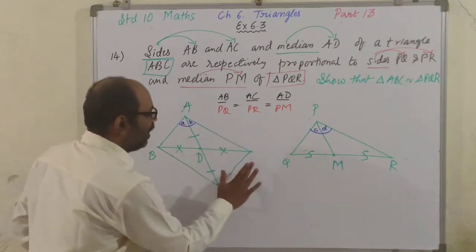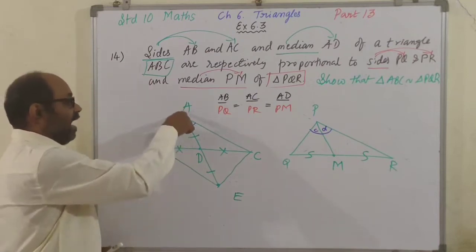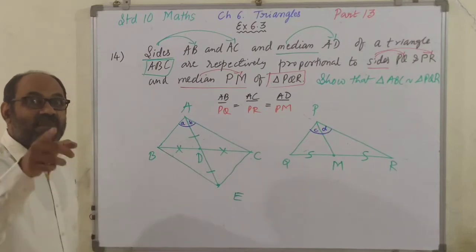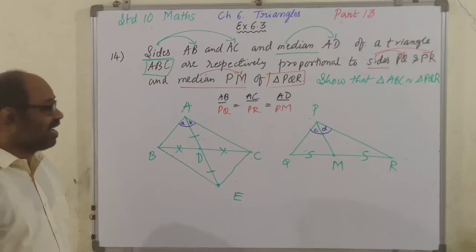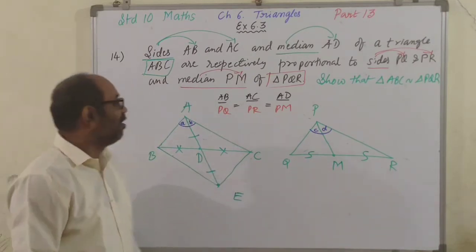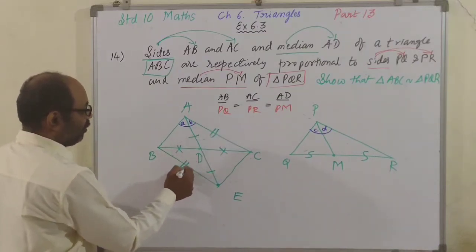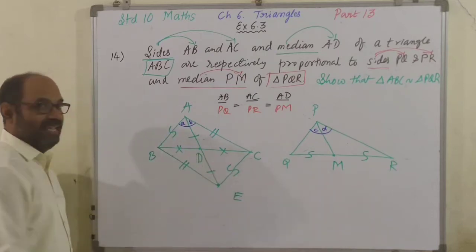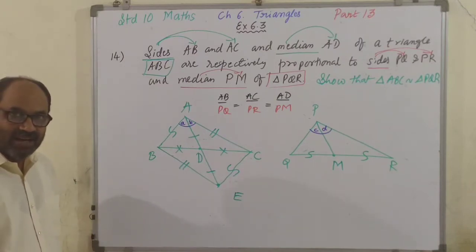What is the name of this quadrilateral, ABEC? Since diagonal AE and the other diagonal BC bisect each other, children, ABEC is a parallelogram. So opposite sides are equal: AC equals BE and AB equals CE. Opposite sides are equal. Are you getting me, children?